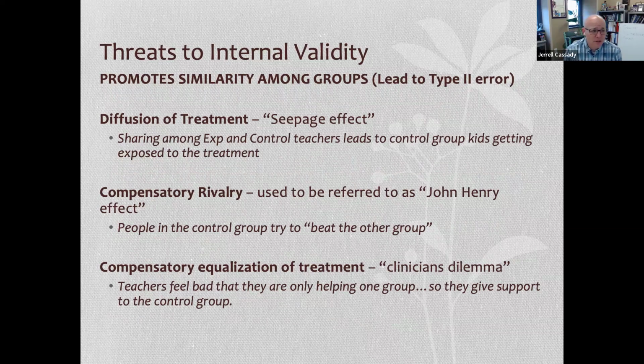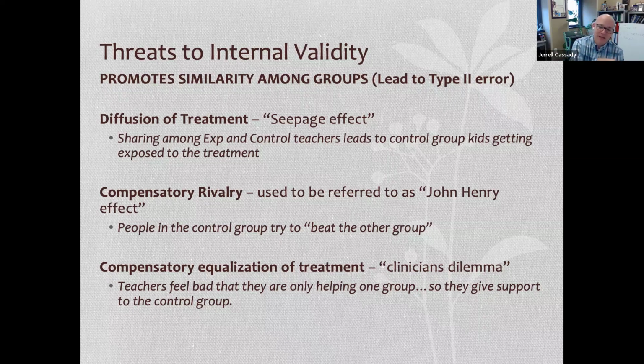Something called diffusion of treatment, or seepage, means I give teachers an intervention to help them improve the math performance of the people in their classroom. And the teachers are using it, they're like, hey, this is great. And then they share it with their friend who, unknown to them perhaps, or maybe known to them, happens to be the control group. And so the control group suddenly gets this additional benefit that they weren't supposed to get. So when I compare the groups, the control group also shows a gain, and the effect isn't working. It's because of this seepage, this sharing of the materials.